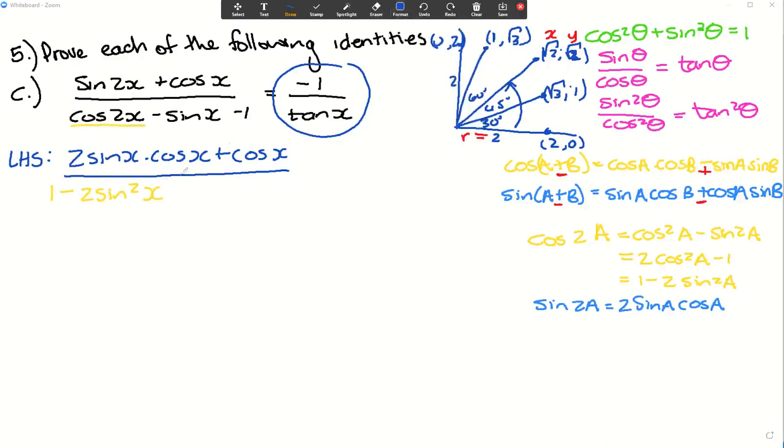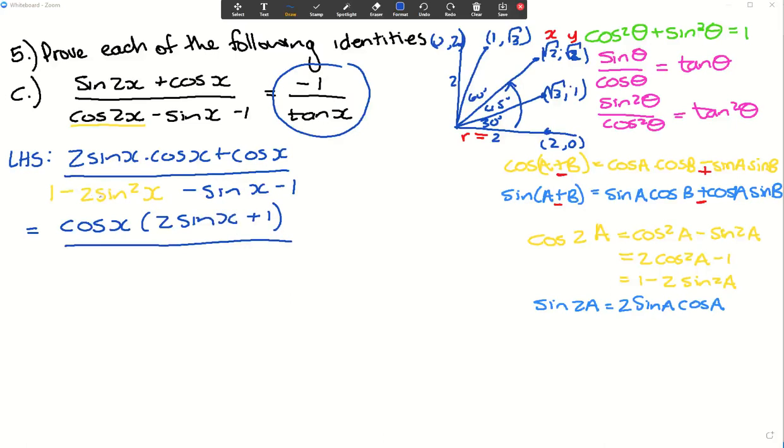Okay, now let's go back. We end up having minus sin x and minus 1. Now, simplify the top by taking out a common factor. The top's common factor is cos. Let's take cos x out, and we're left with 2 sin x + 1. That's going to give me a hint at what one of my brackets at the bottom is going to be. So let's go see what the bottom bracket ends up being.